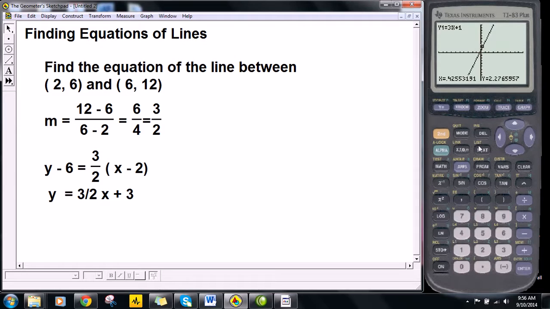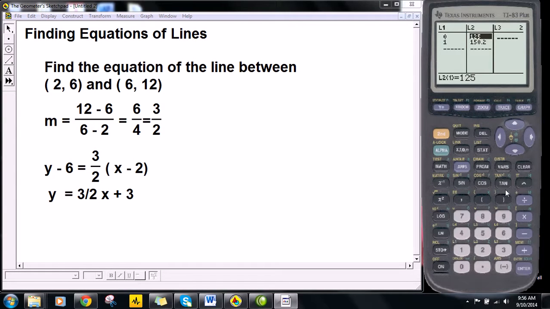So I'm going to go to my stat option. I'm going to put these two points in, 2, 6 and then 6, 12. We'll go over this calculator work at a later time, but this is just a nice way to verify what we're doing. The point is 2, 6, and then the other point has x value 6, 12. So I'm just putting those two points in. And then I can use my calculator to do that work for me. So I'm going to press stat and calculate the linear line between those two points.